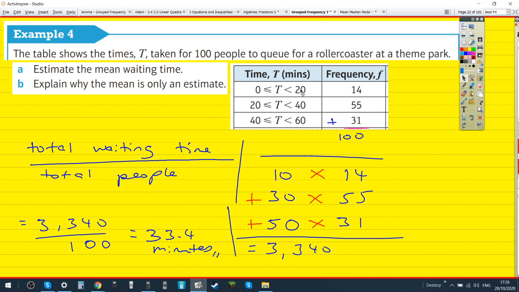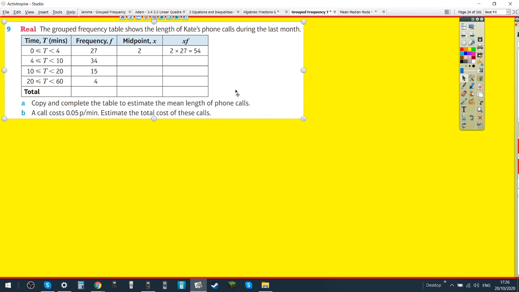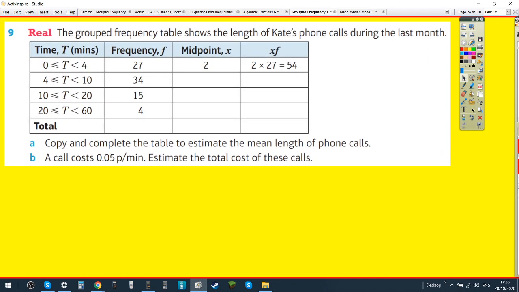Another way to find the midpoint is to add the two numbers together and halve it. So 20 plus 40 is 60. Half of 60 is 30. Midpoint times frequency, total, divided by total people. Any questions there? Okay, let's try this one. The group frequency table shows the number of triangles during the last month.